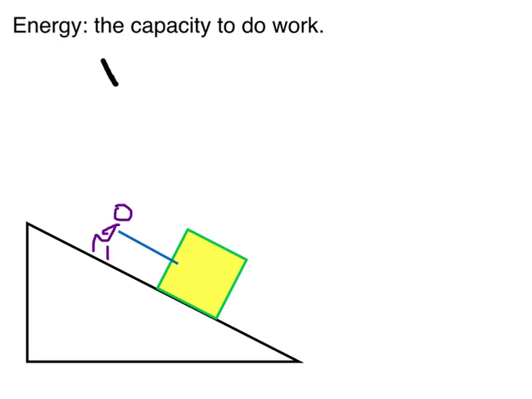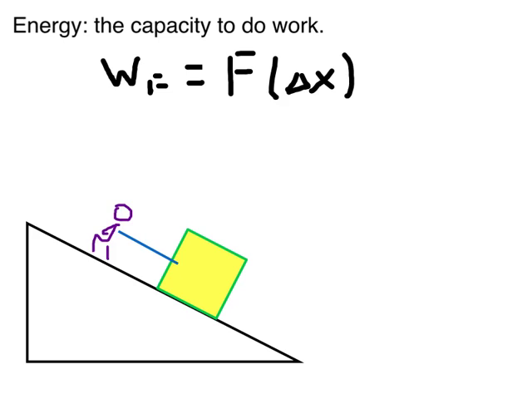So the work done by a force is equal to the magnitude of the force times a displacement of an object as the force acts upon it, times the cosine of the angle between the force and the displacement. So let me give you a more specific case here that will hopefully help you understand this equation.